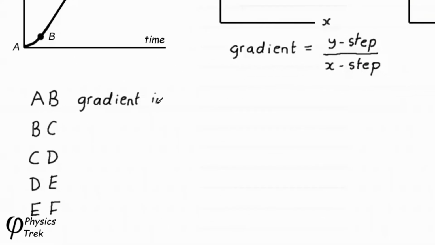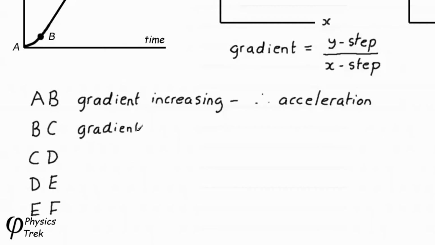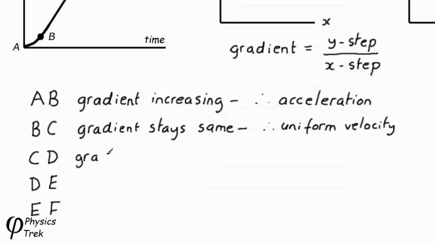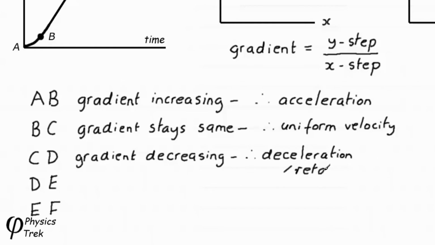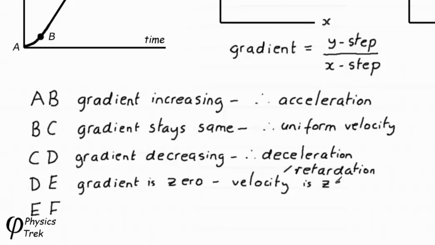And now a summary. AB, gradient increasing, therefore acceleration. BC, gradient stays the same, therefore uniform velocity. CD, gradient decreasing, therefore deceleration or retardation. DE, gradient is zero, velocity is zero. The car is static or parked.